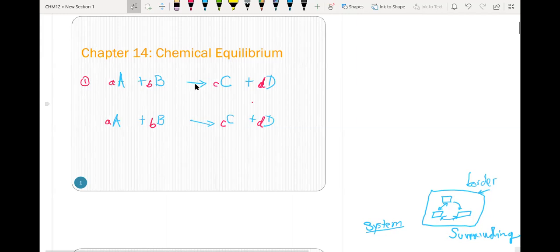The reaction goes only in one direction, like this one. You see the arrow is showing us the direction of the reaction, as the equation is written, A plus B forming C and D. Those are the reactants, these are the products. So the equation as it is written, this is very important.